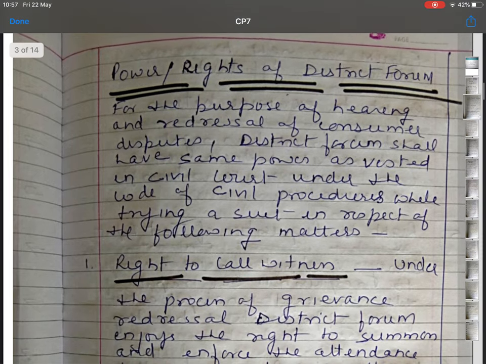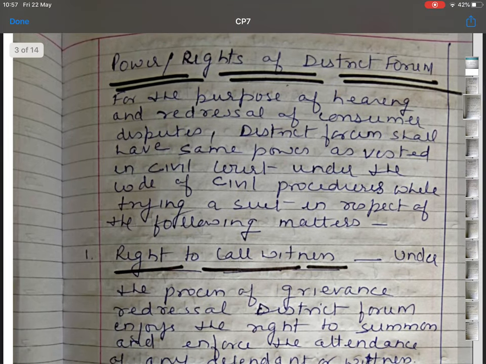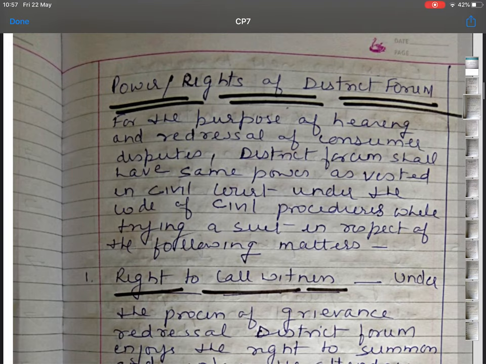Now, I'm starting with the first topic, that is power and rights of district forum. In the last lecture, lecture number 6, I've already discussed with you the quasi-judicial mechanism of consumer protection. Under the quasi-judicial mechanism, there is a three-tier system under the Consumer Protection Act 1986 for protecting consumers from traders and unfair trade practices.